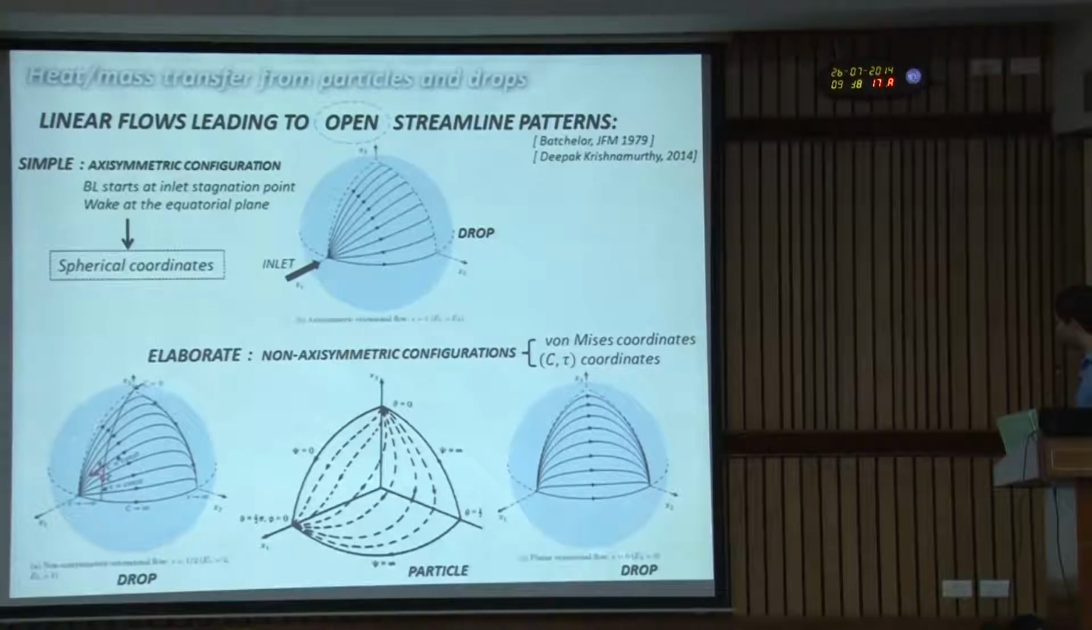You can actually do it sort of more elegantly in a different coordinate system, which is the c tau coordinates, and this was put forth by John Hinch first in 1971. So I'll talk about it later. The difference between these two coordinates is this is an orthogonal coordinate system, that is a non-orthogonal coordinate system. Seems difficult, but it actually works out better here. Okay?